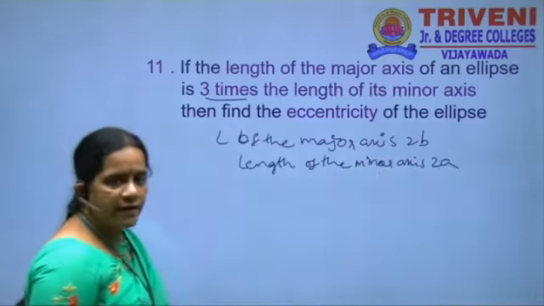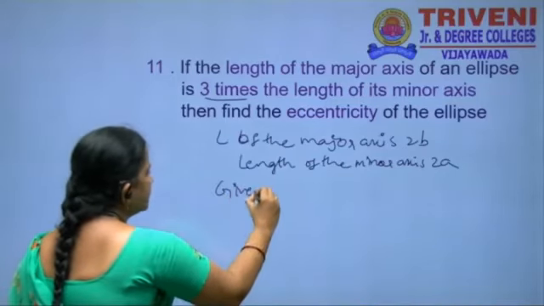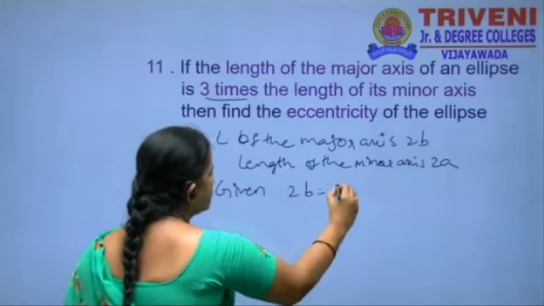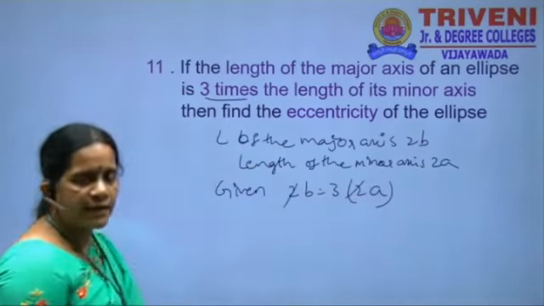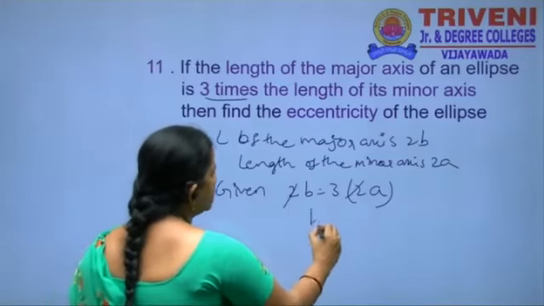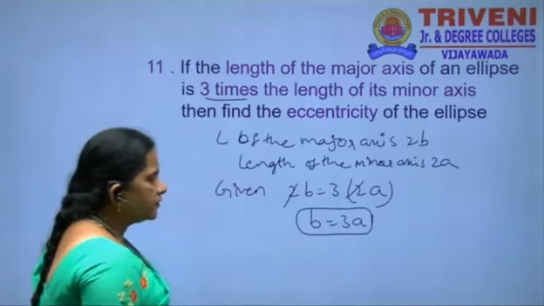That is 3. Given 2b is equal to 3 times 2a. Here the 2s get cancelled. b is equal to 3a.